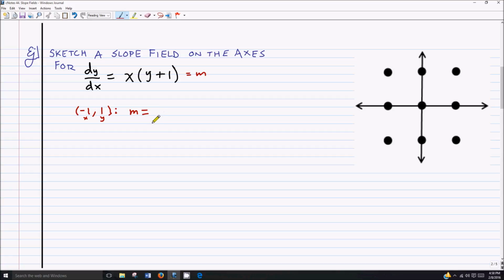So for this particular point, -1, 1, upper left-hand corner, what I see is that x is -1, y is 1, so we get -1 times 1 plus 1 is going to be -2. And what that means is over there on that point, I've got to draw a small little tangent segment, not a huge tangent line, that's not good. Just a short little tangent segment that has slope -2.